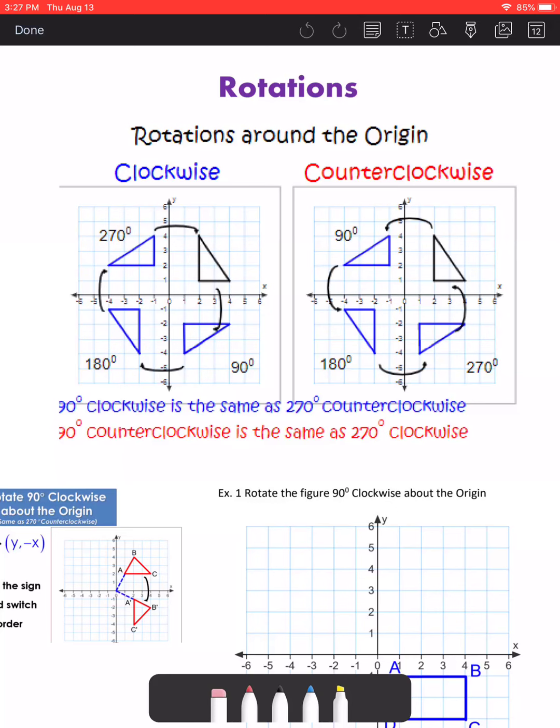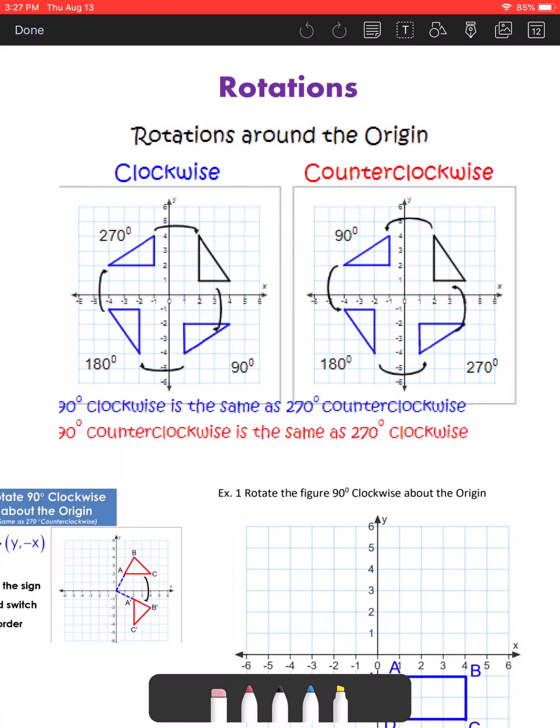Hi guys, today we're going to talk about transformations that are rotations. Specifically, we're going to talk about rotations about the origin. There are two different ways that we could rotate a figure about the origin.